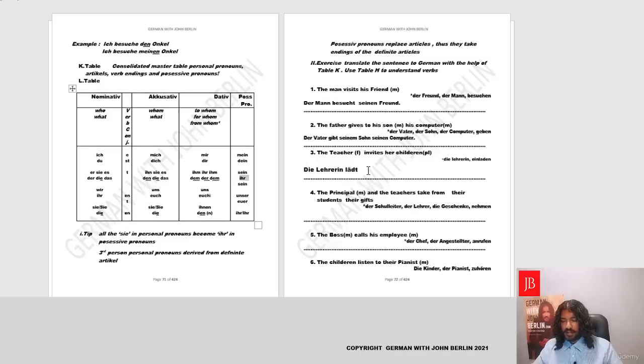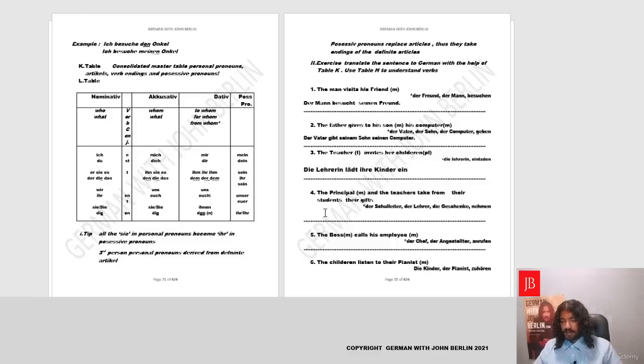So we'll put here ihr and give it the ending of die, which is e. So ihre Kinder. And we'll finish the sentence by completing the second part of the verb, which was ein. So I'll write ein. Die Lehrerin lädt ihre Kinder ein. Teacher invites her children. Perfect. Now moving forward, we'll go to the fourth sentence. The principal and the teachers take from their students their gifts.